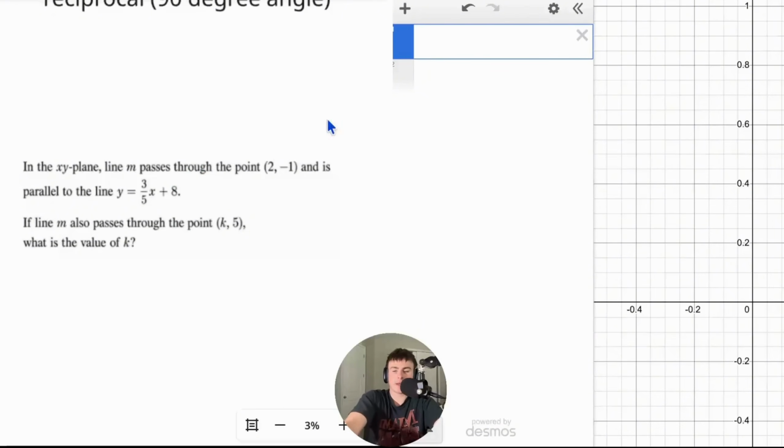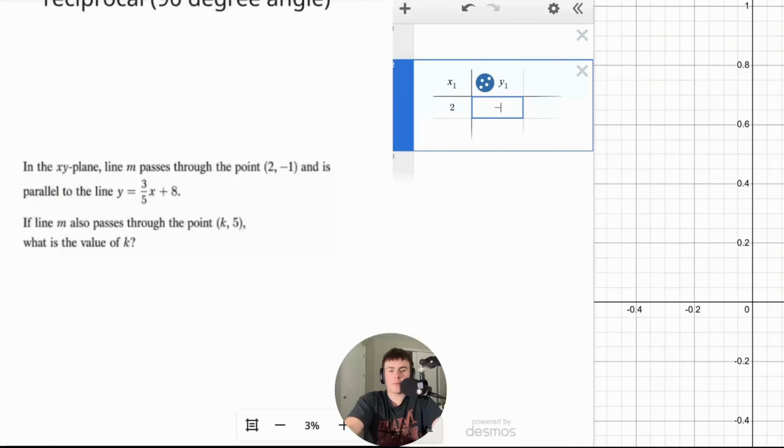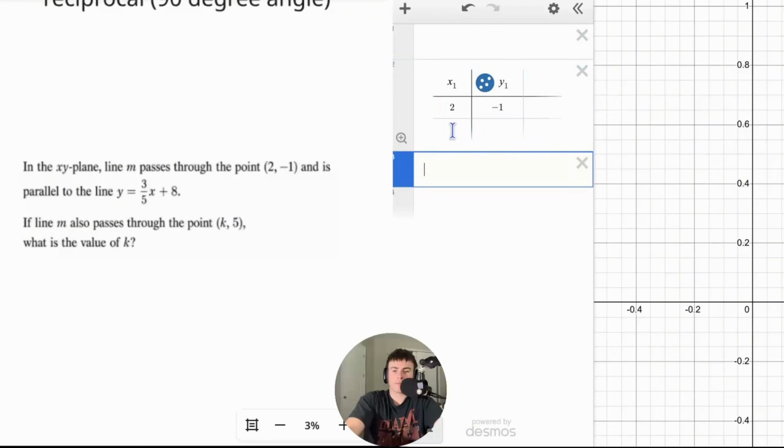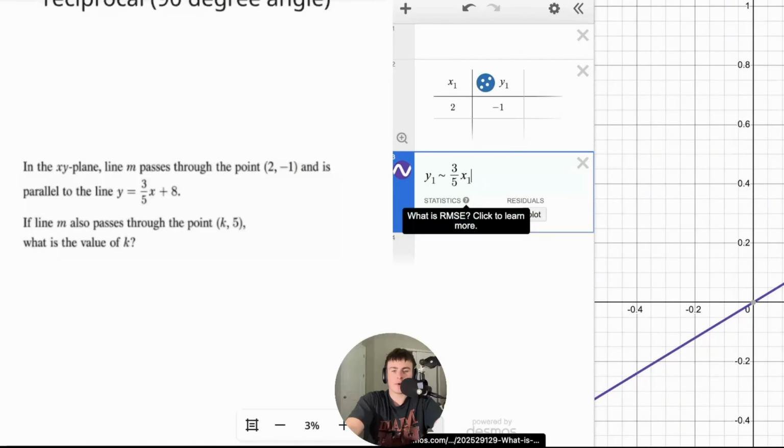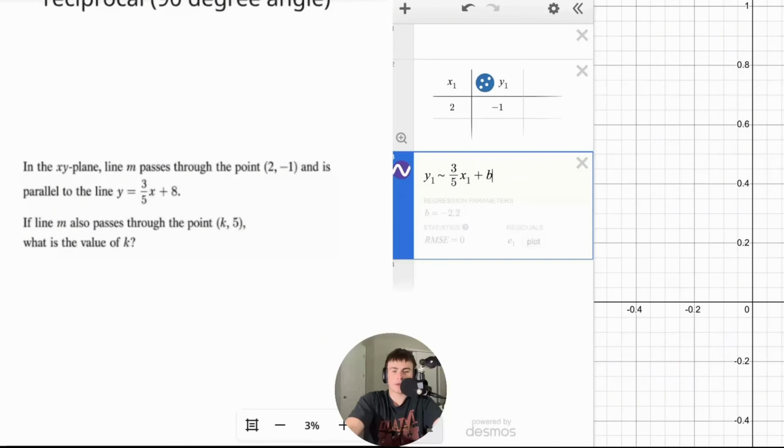This is exactly like the example I did at first. What we're going to do here is use a table, plug in the point, and then use a custom regression. You don't really know anything right now, but you do know that y1 is going to be equal to 3 over 5 x1. And you just don't know what the b value is, but you have this point right here. So let's say plus b. So therefore, b is negative 2.2. So this is our line right here. It's 3 over 5x minus 2.2. So that is our line M now.